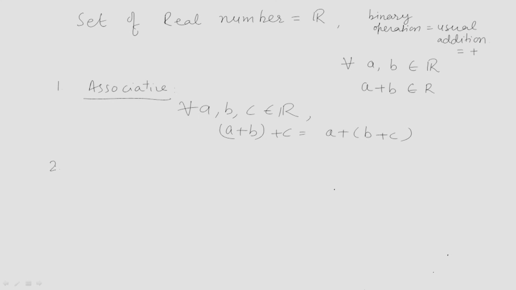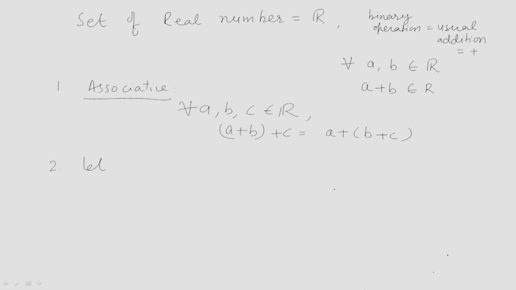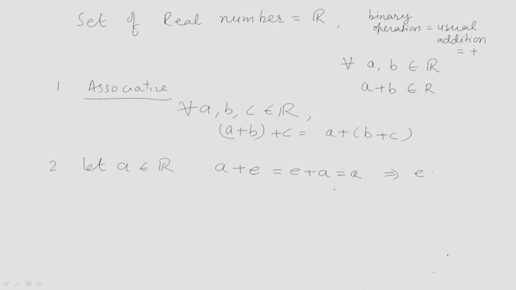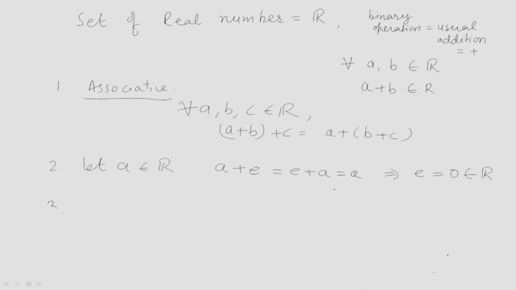Now, next is to see whether identity exists or not. You take any element A in R. Now, A plus E is equal to E plus A, which must be A for any A in R, and this implies E equals 0, and 0 is in R. So, this belongs to R. That means, for any A in R, the identity element is 0, which exists and belongs to the set of real numbers. The third property is inverse.